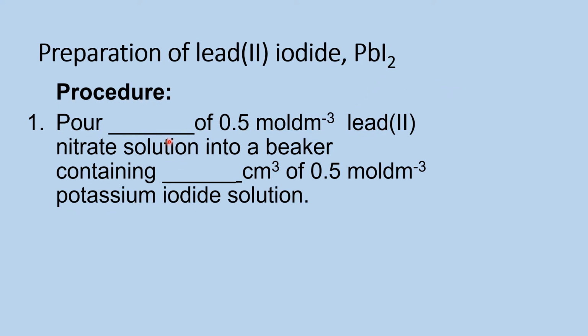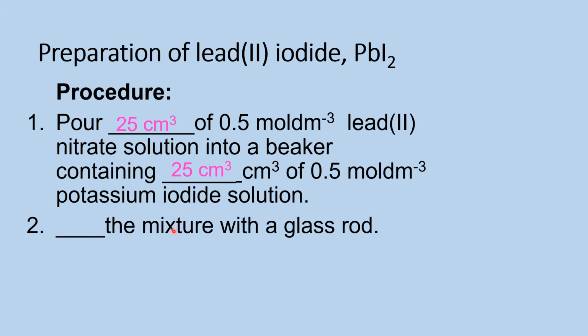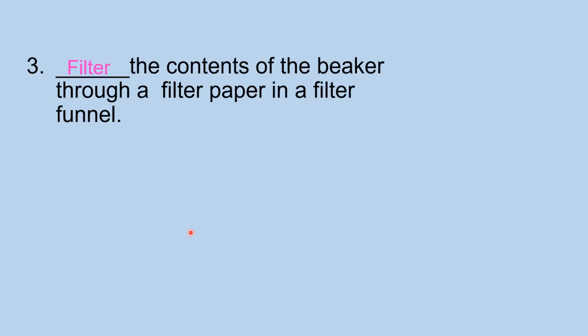So how much lead nitrate? Okay, a beaker, so kita boleh letak banyak lah. So 25 cm³. If you use a test tube or boiling tube, not more than 5 cm³. And another one, potassium iodide, also 25 cm³. The next step, you have to stir the mixture with a glass rod and filter the contents of the beaker through a filter paper in a filter funnel. Remember each of the apparatus, yeah, filter paper in a filter funnel.